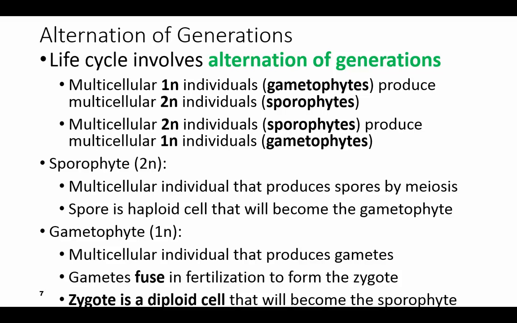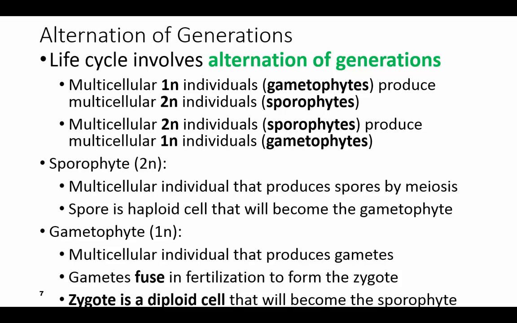Well, plants have two different, I guess you'd say, types of generations in their life cycle. You have gametophytes, which are haploid, or 1N. That's going to be your male and female gametes, the gametophytes, and when fertilization occurs they produce the multicellular diploid sporophytes. And then the diploid sporophytes produce the haploid gametophytes.